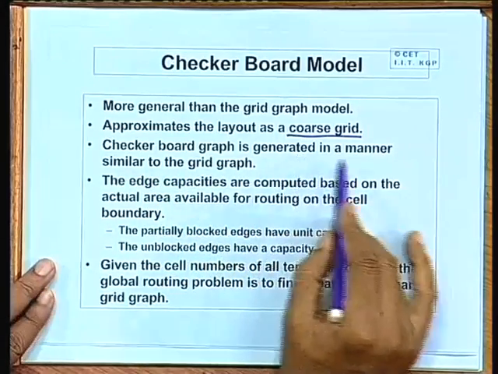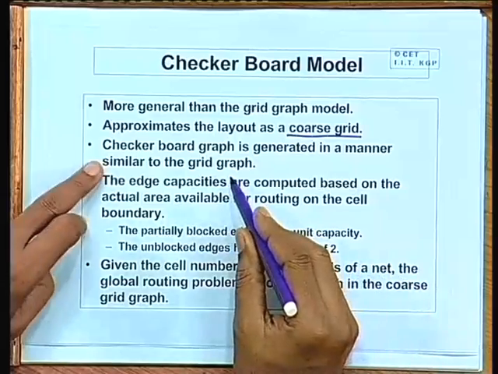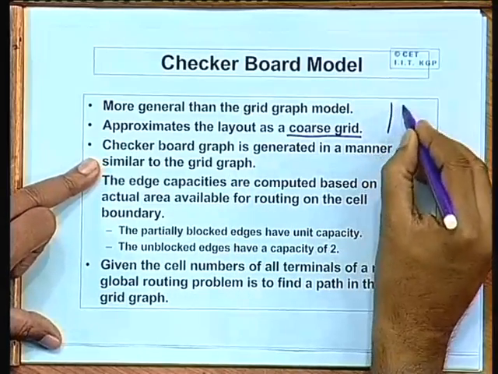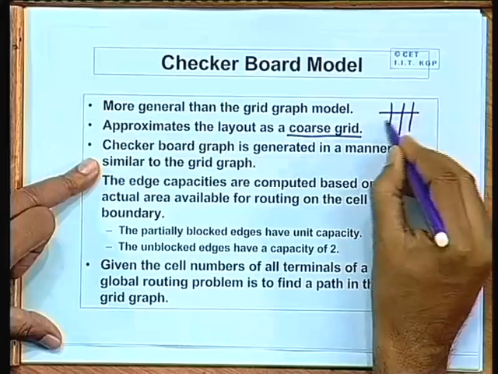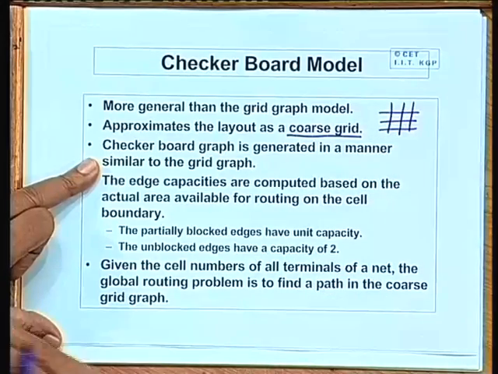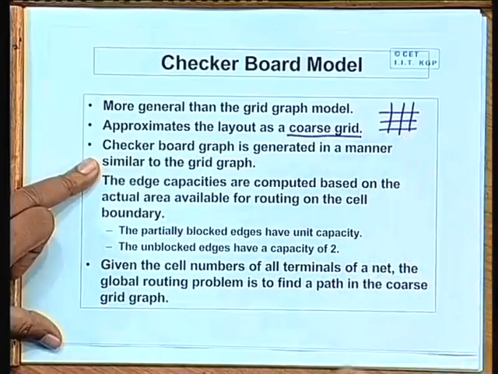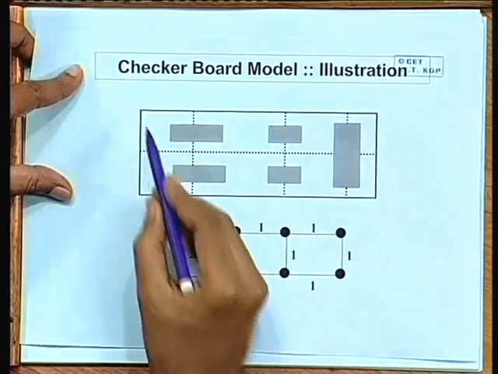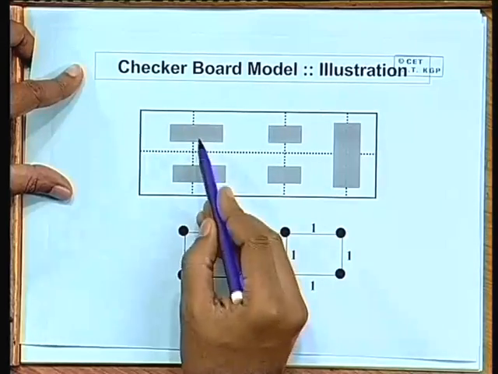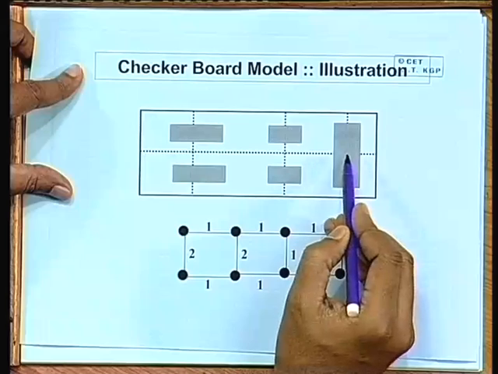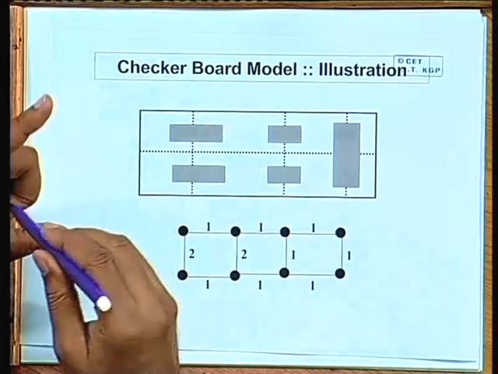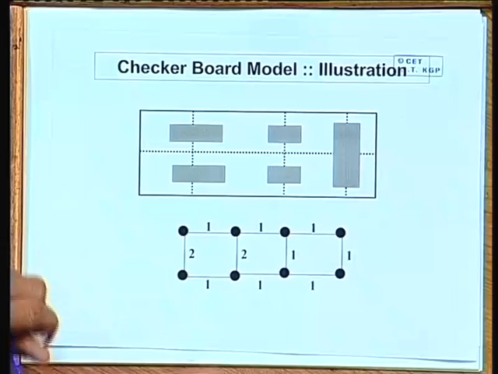The graph is generated in a manner very similar to the grid graph, but here instead of defining the grid lines in a uniformly spaced manner, you define grids with respect to the obstacles which are already there on the floor. So, I am giving an example just before proceeding. This is a layout floor, these are the obstacles. So, I define certain edges on this graph with respect to these obstacles.